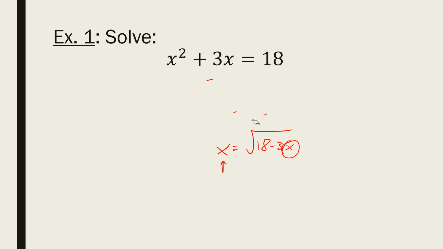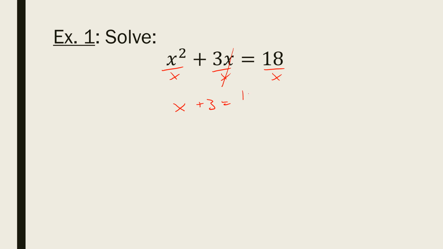I could try dividing by x. That might help. So let's try to do something like that. If I divide through by x, look, it would cancel an x here. It would leave me x squared over x, which we know is just x. But I would also have to divide the other side by x. And now I have the same issue. Even if I subtracted 3 from both sides, I'd still have x equals 18 over x minus 3.